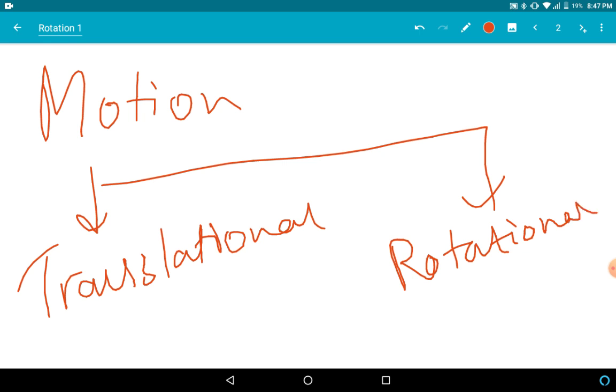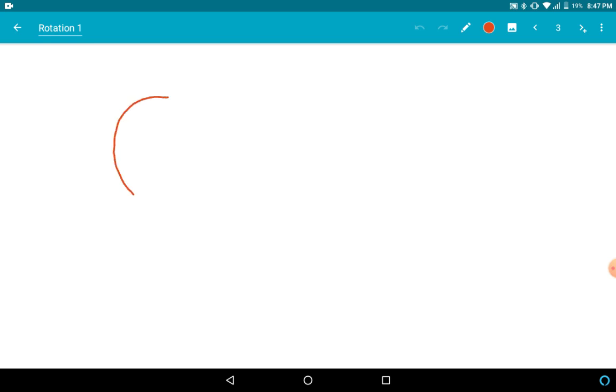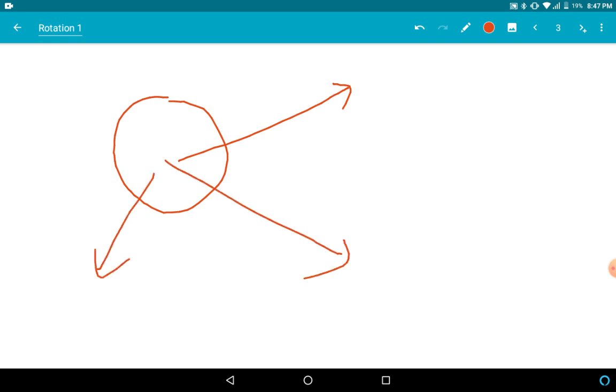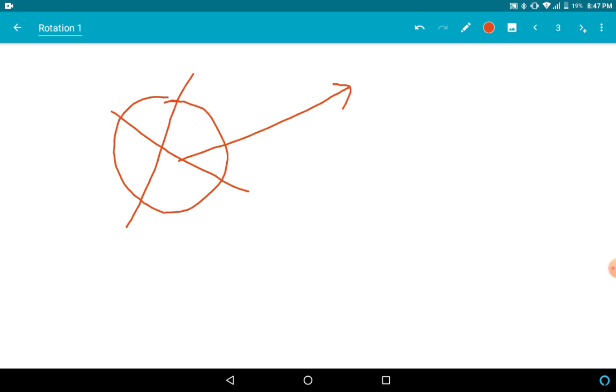When a body, let's say this body, moves in a particular direction, maybe this direction, maybe this direction, any particular direction, but itself does not move from its position. Like, how to explain this, let's say if we push a block, that's what we call the translational motion. This is translational motion.